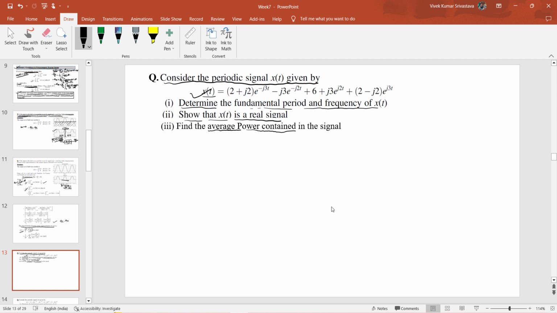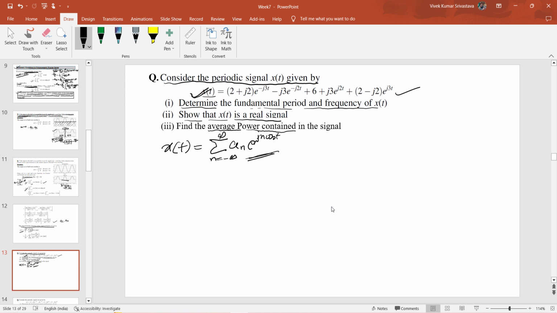We can approach this problem as we know the Fourier series representation of x of t corresponding to the complex exponential Fourier series: we can represent it as summation n equals minus infinity to infinity of a n e raised to the power j n omega naught t. As mentioned in the problem, x of t is given as this, so we can easily compare this x of t with the corresponding complex exponential Fourier series, which is nothing but this one.